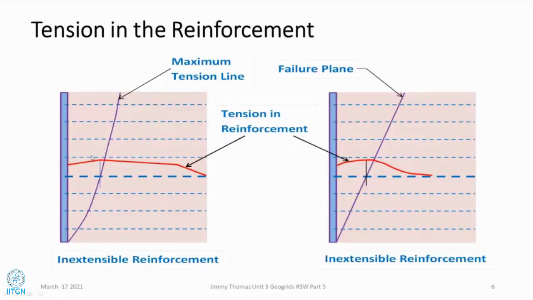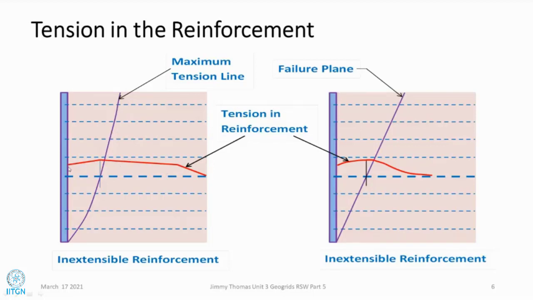So see, normally in the internal stability design, when we check for the rupture of the reinforcement, we determine the tensile stress which is developed in the reinforcement, which is at this point. The maximum tension is at the point where the failure plane or the maximum tension line intersects the reinforcement. So this is the maximum tension. So towards the facing, it may reduce somewhat depending on the flexibility of the facing, etc. And towards this side also it will reduce actually.